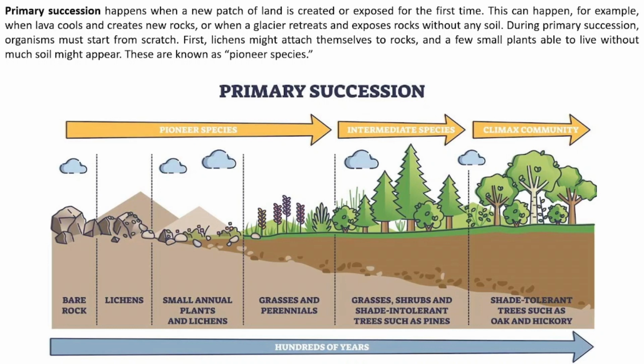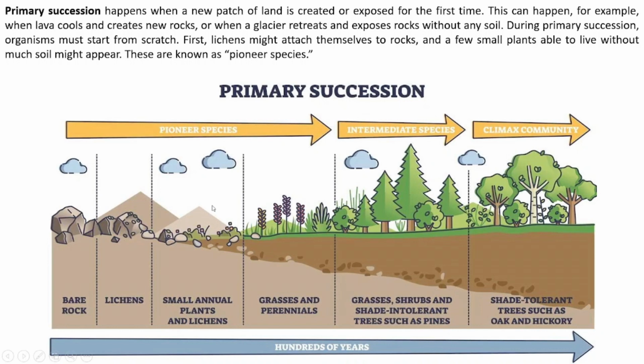And this is primary succession. Organisms must start from scratch, so there's nothing there before. First, lichens might attach themselves to the rocks. Then a few very small plants that can live without much soil might appear. These are known as the pioneer species, because they are starting off on barren, new land. They are the first species coming up on a new land, starting from scratch. So these are called the pioneer species.